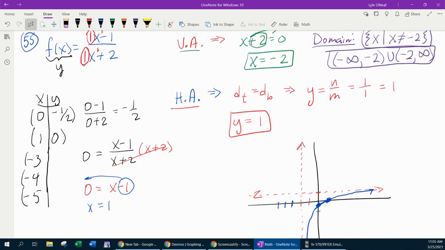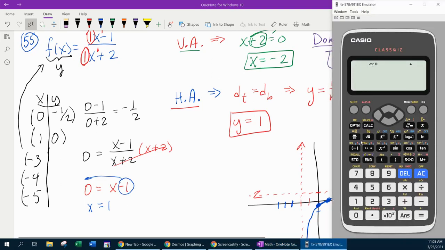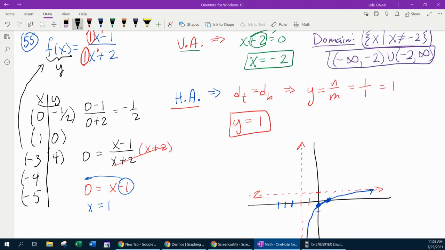Now, remember we're plugging those back into the function, and the easiest way, I think, to calculate those values is using your calculator. So with our fraction button, we're going to plug in -3 in for both x's. That's going to be -3 minus 1 over -3 plus 2. And that gives us a y coordinate of 4.